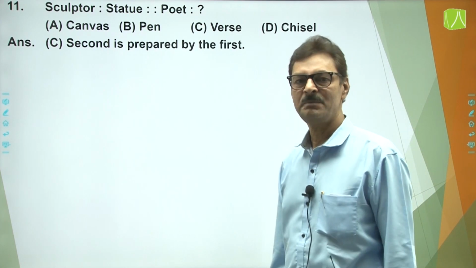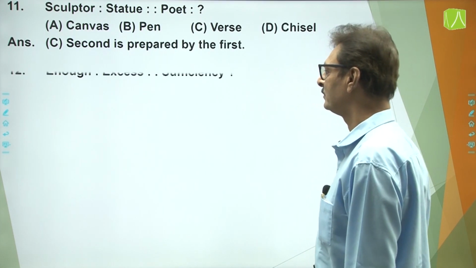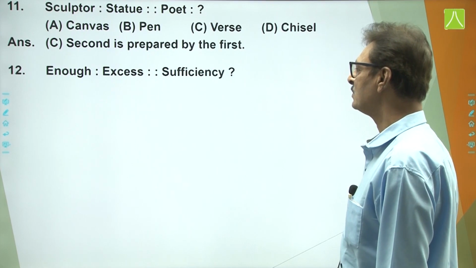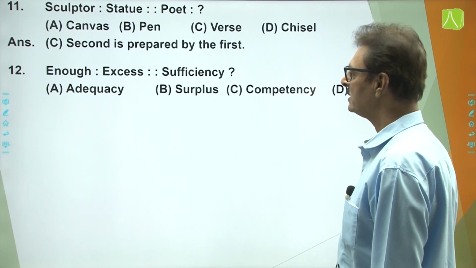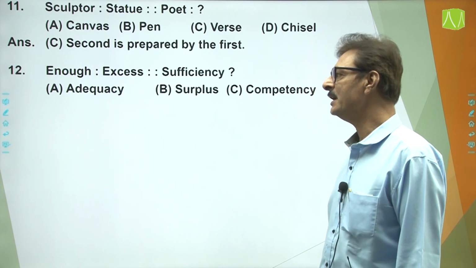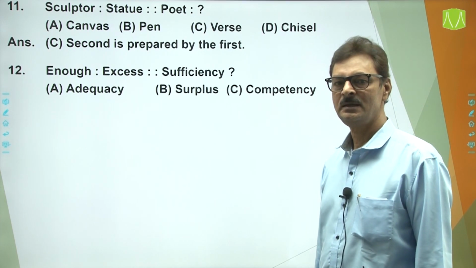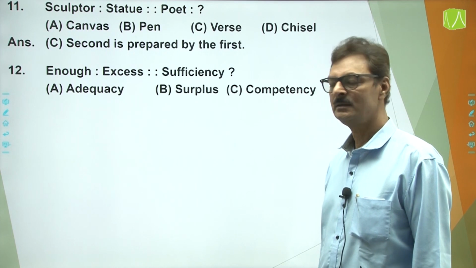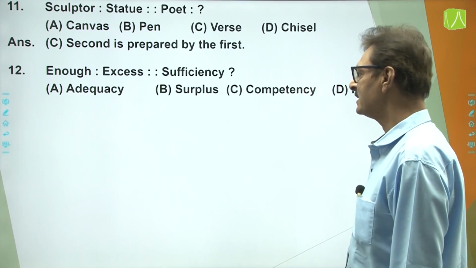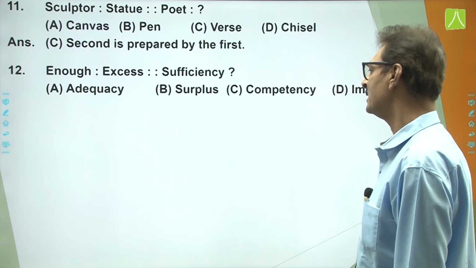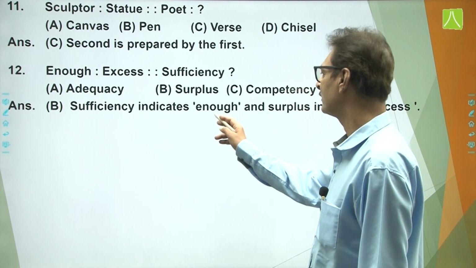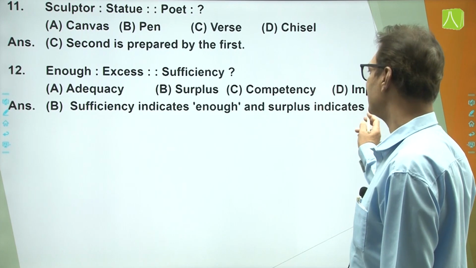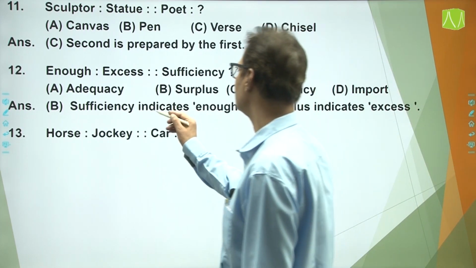The second is prepared by the first one. Next, enough is to excess. Sufficiency is to what? What is the relationship between this word enough and excess? Excess means ज़्यादा, तो sufficient का relationship क्या रहेगा? Sufficiency indicates enough and surplus indicates excess. तो ये रहेगा इसका relation.